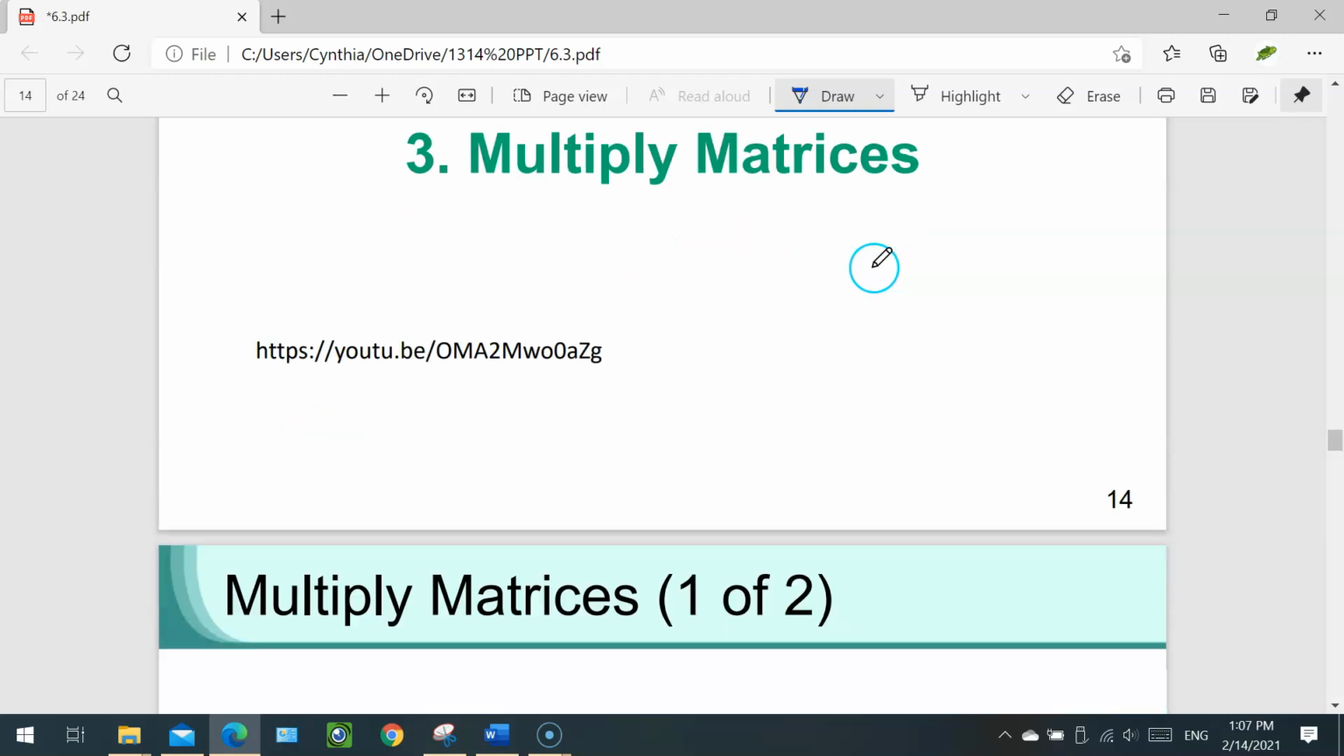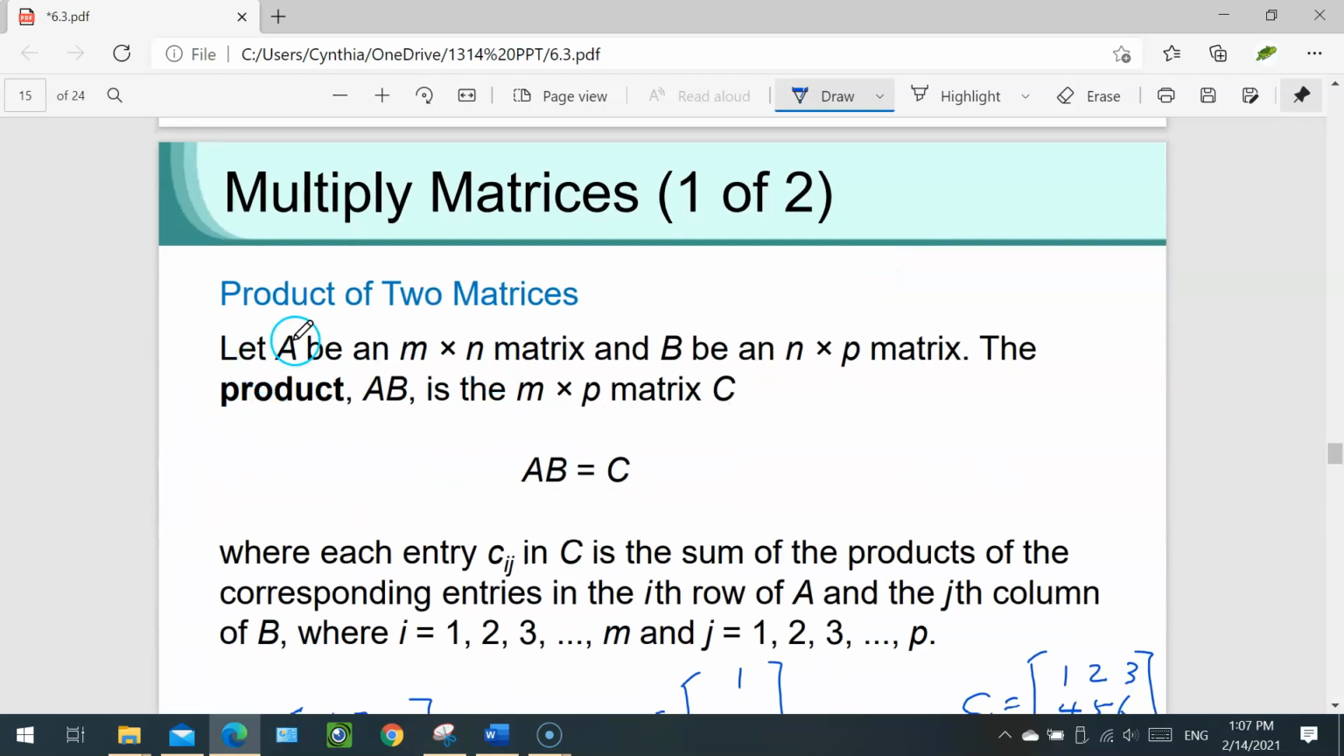Multiply matrices. Matrix A has size m by n. Matrix B has size n by p. So let me write it this way. Matrix A is m by n, matrix B is n by p. For two matrices to be multiplied, there is a requirement.